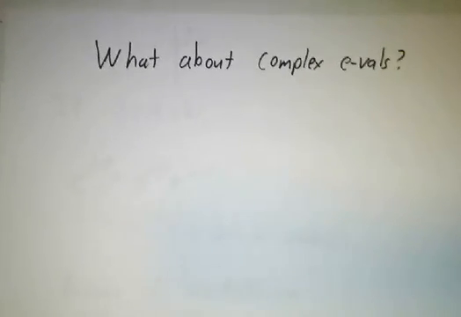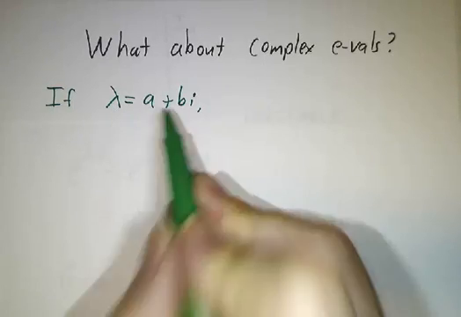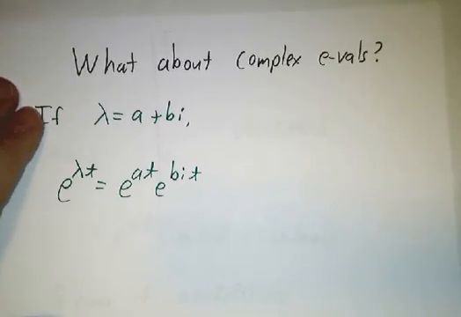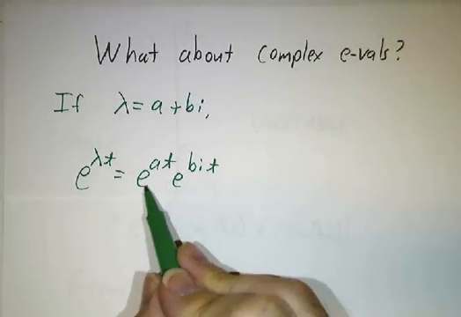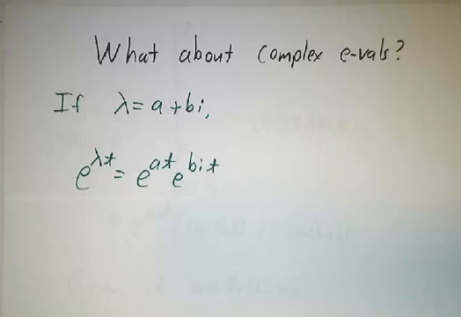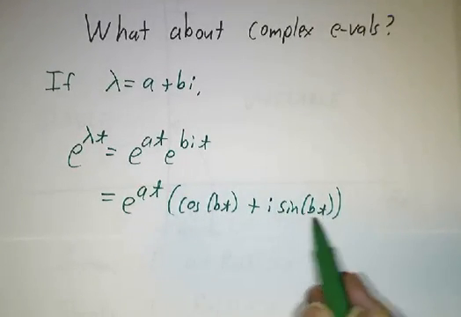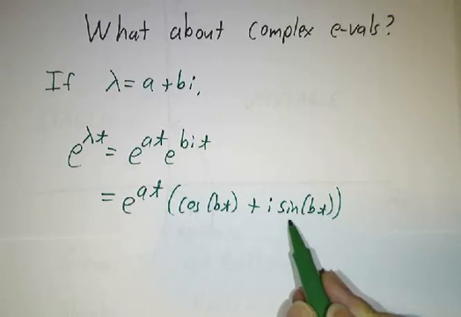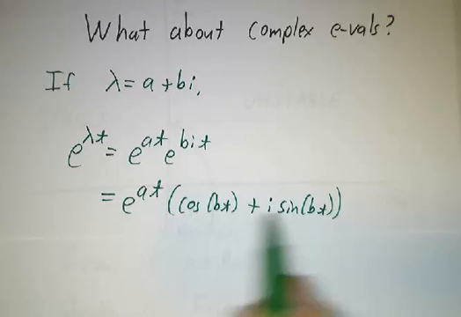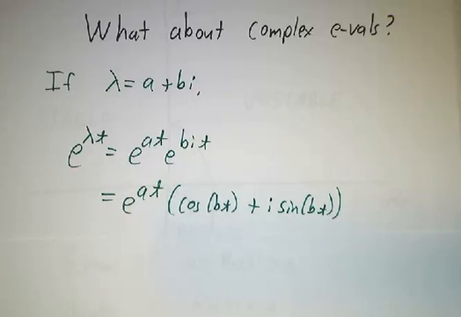Eigenvalues don't have to be real numbers. They can have real and imaginary parts. So if you have an eigenvalue that's a plus bi, then we have to look at what e to the lambda t is. How does that behave? We split it up as e to the at times e to the bit. And e to the bit is cosine of bt plus i sine of bt. This oscillates. The real part goes up and down, and the imaginary part goes up and down. The whole thing oscillates, but the whole thing grows like e to the at.